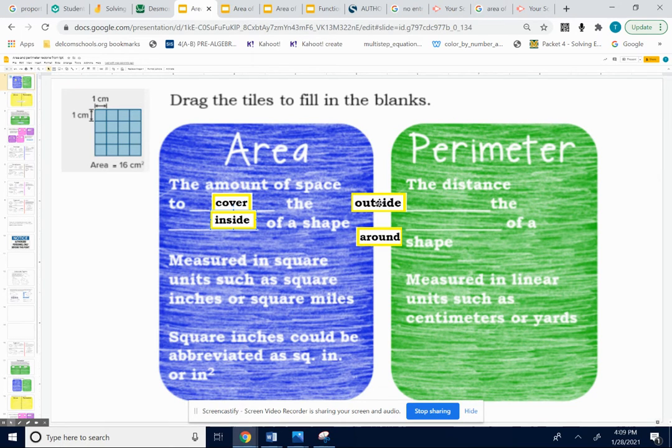Perimeter is the distance around the outside of a shape. It's going to be measured in units that don't have an exponent on them, like inches or feet. But no little 2.